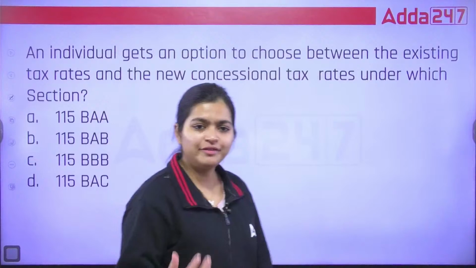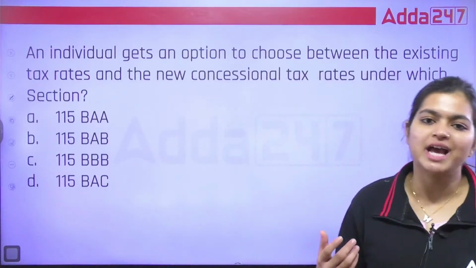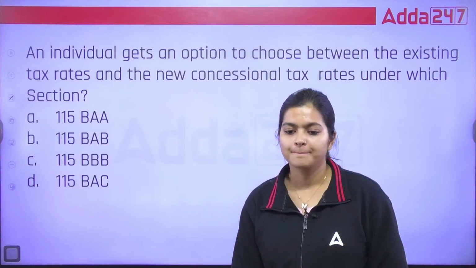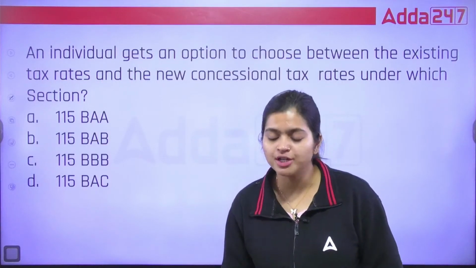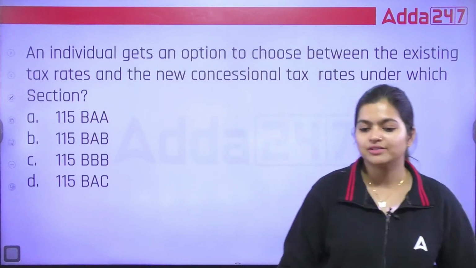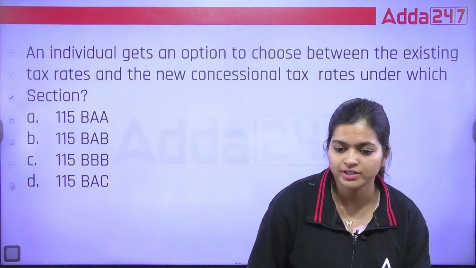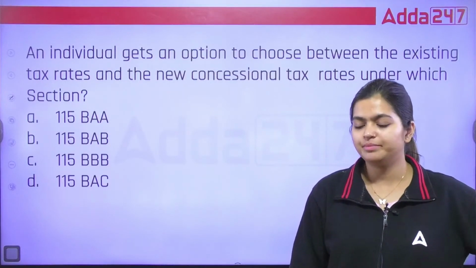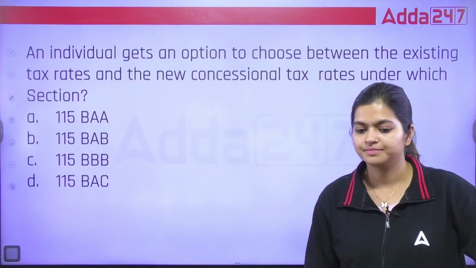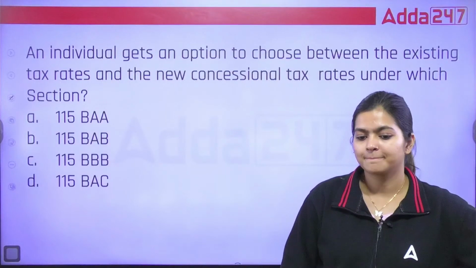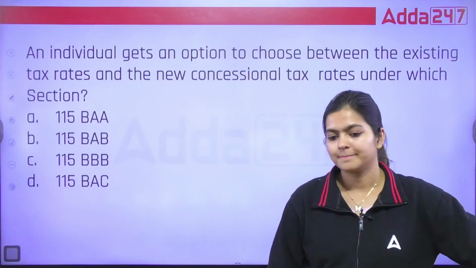Tell me, as an individual, we get the benefit under the new tax regime. So as per which section do we get that benefit? In which we get the option whether we are going to choose the new one or want to pay under the old tax regime. So what is that section? BAA, BAB, BBB or BAC? Tell me.